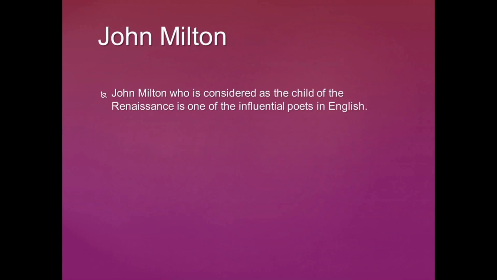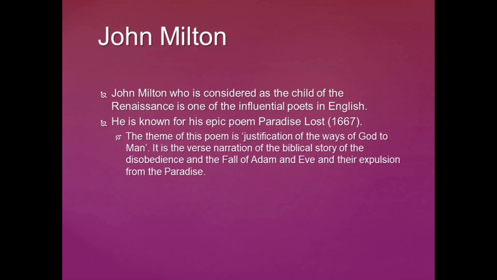Belonging to this age is John Milton, who is considered the child of the Renaissance, and he is one of the most influential poets in English literature. He is known for his epic poem Paradise Lost, published in 1667. The theme of Paradise Lost is the justification of the ways of God to man and is based upon Genesis, the first book of the Bible: the creation by God, the making of Adam and Eve, and the fall of man from paradise.